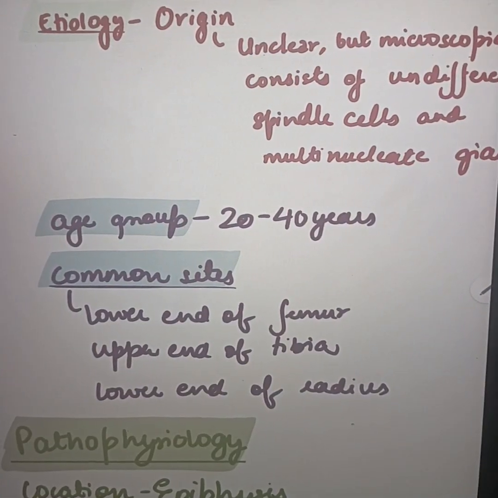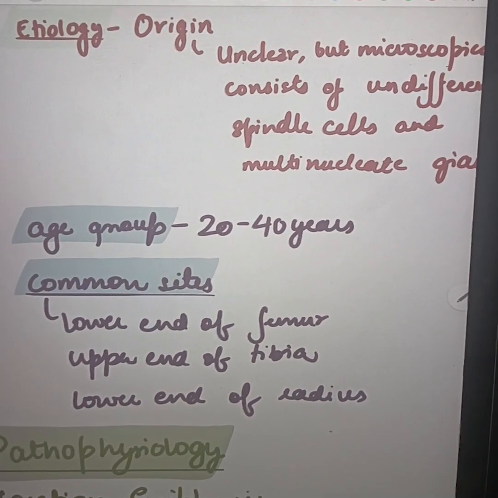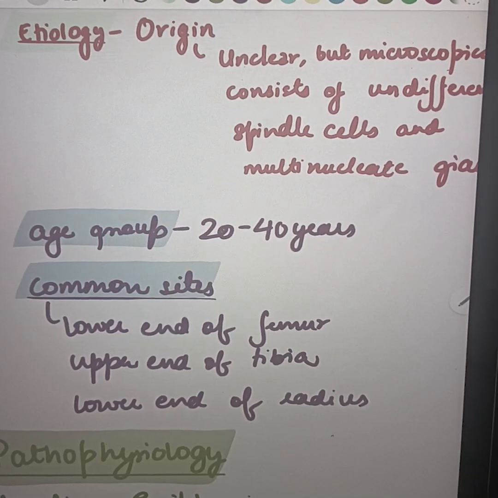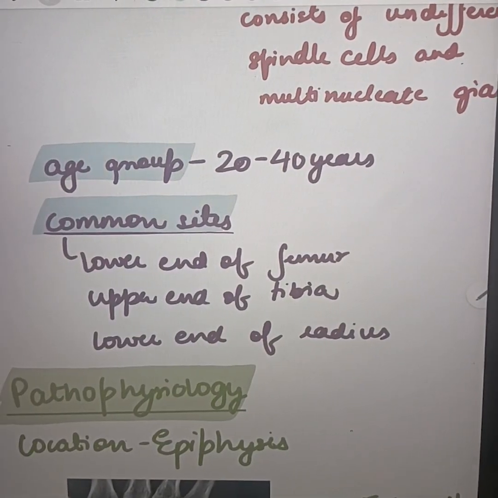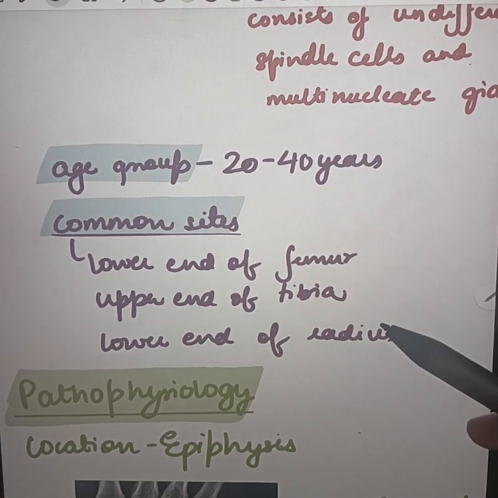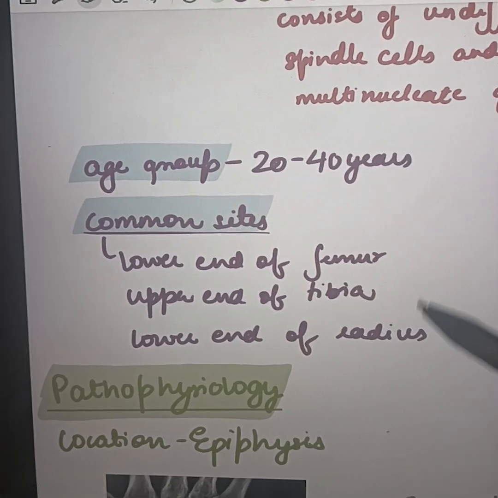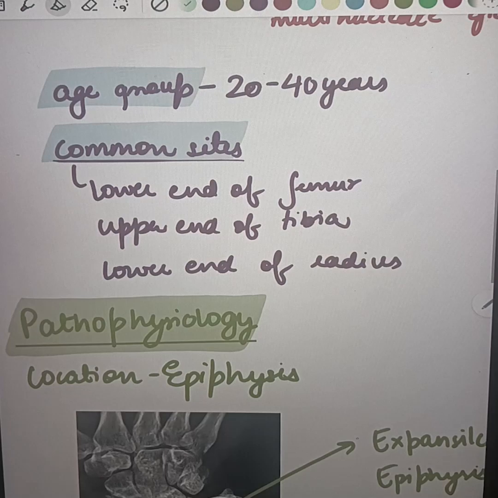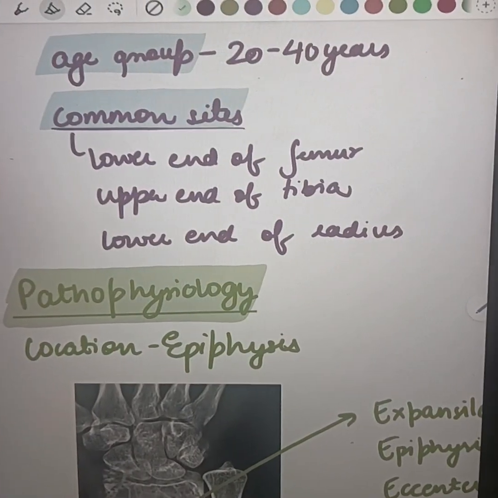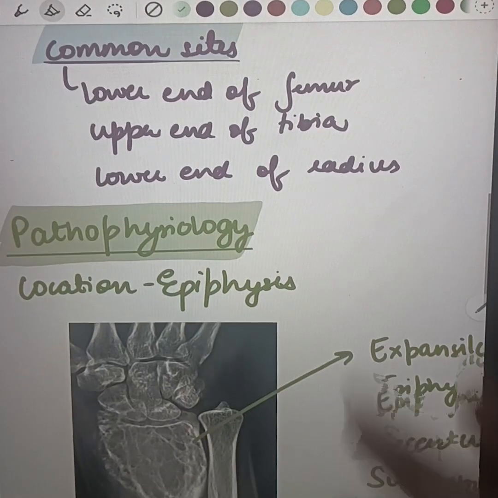The age group which is common is between 20 to 40 years of age, after the epiphysis has fused with the metaphysis. The common sites include the lower end of the femur, the upper end of the tibia, the lower end of the radius. So it's more common around the knee joint and at the wrist joint. Not the joint though, I'm just helping you to remember the bones which are involved in this tumor.